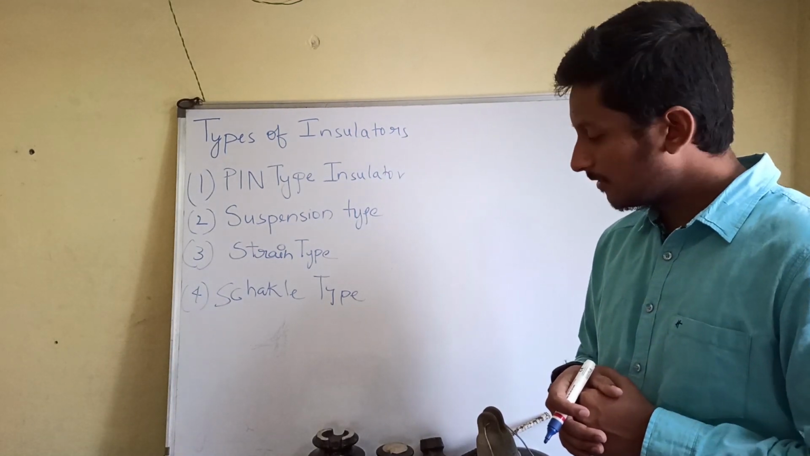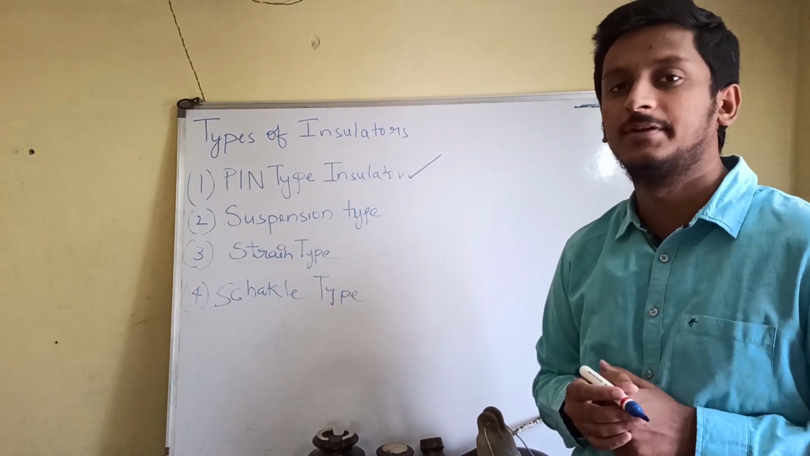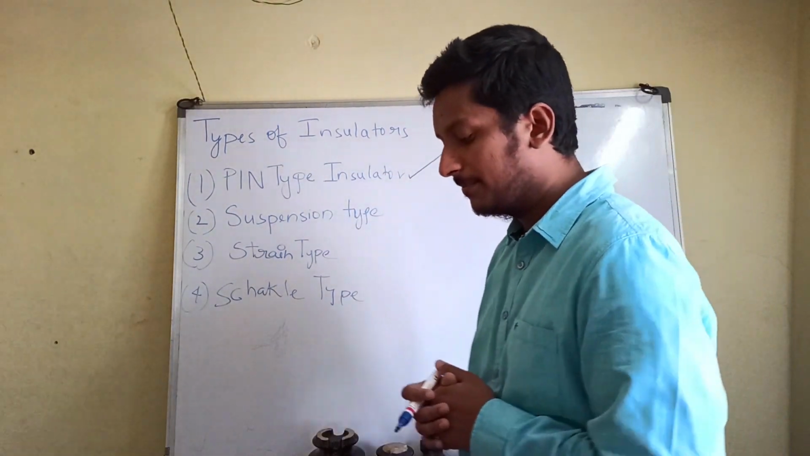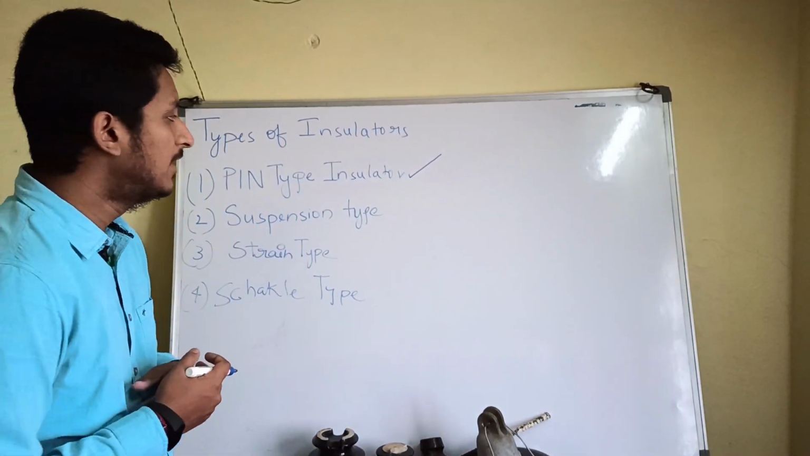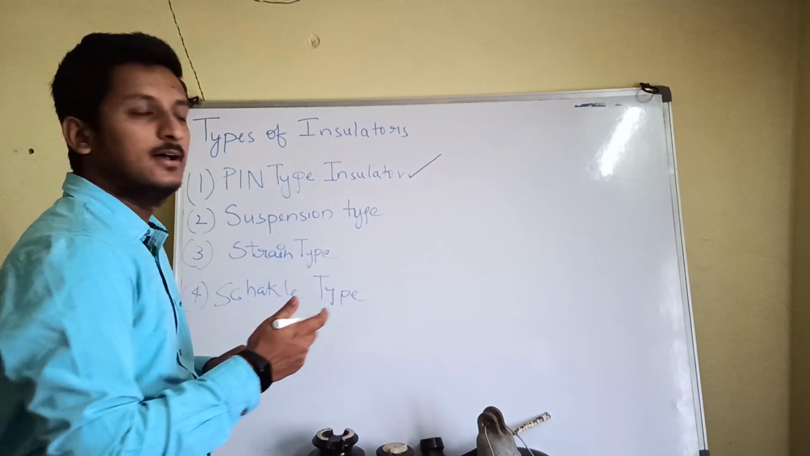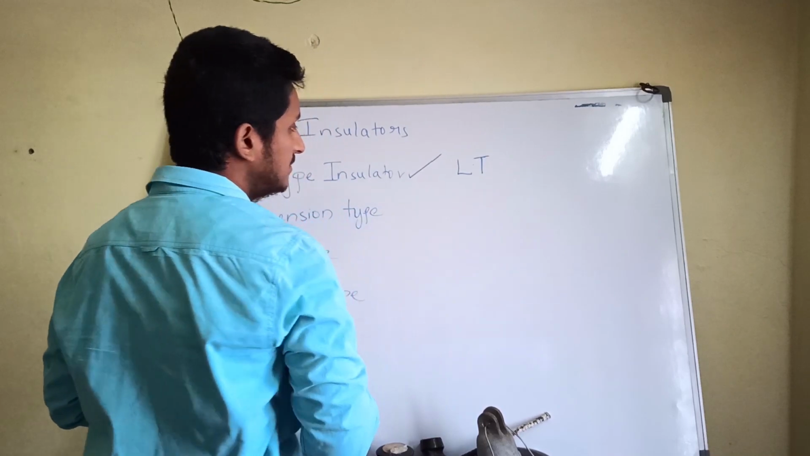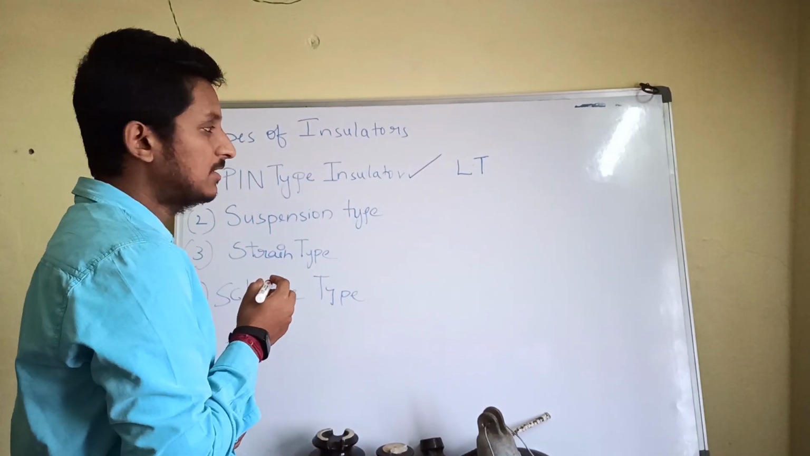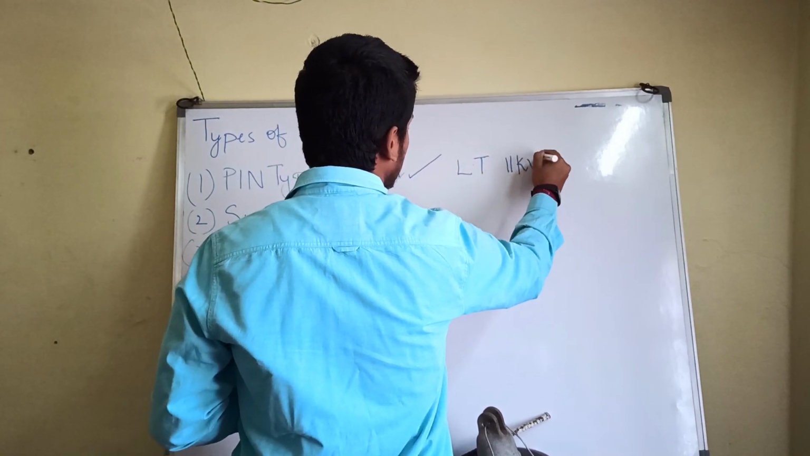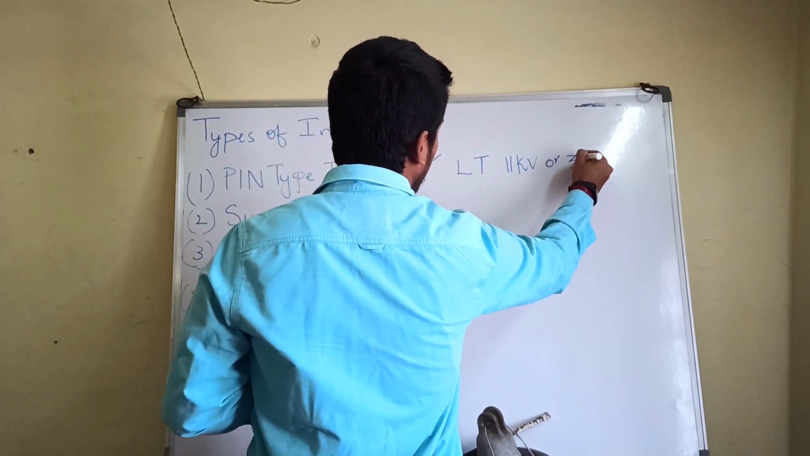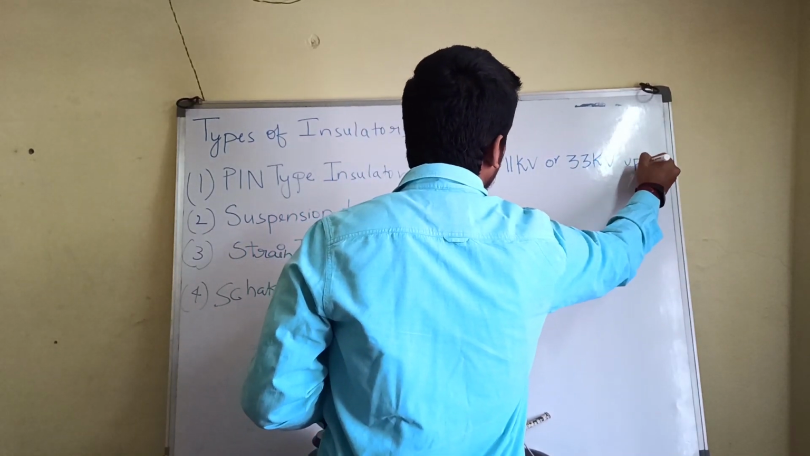So the first type of insulator is the pin type insulator. This type of insulator is majorly used in distribution system or transmission system. This is suitable for LT type of connection. The voltage range will be 11 kV or 33 kV, we can say up to 33 kV.